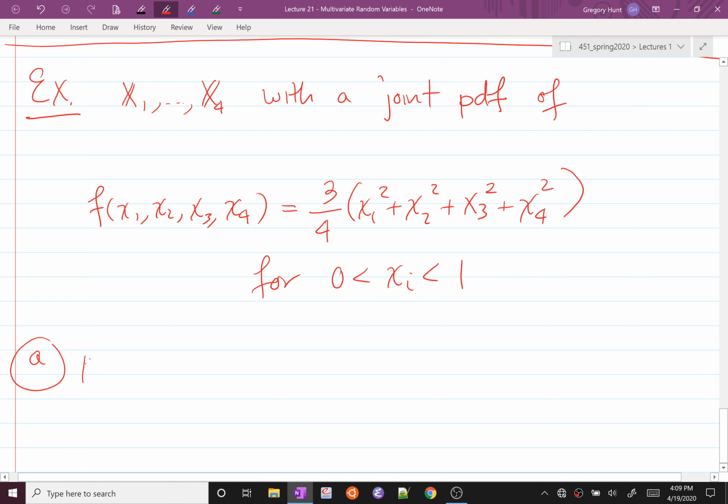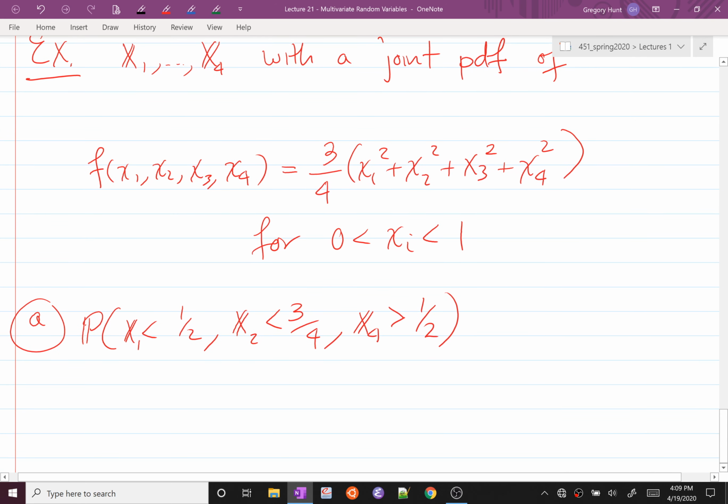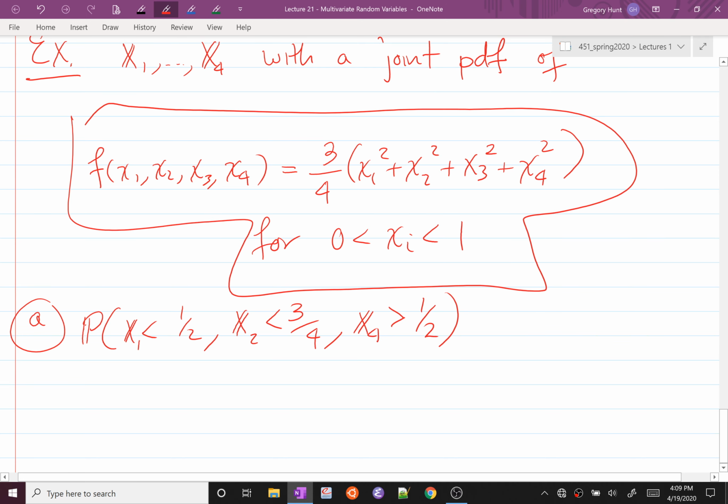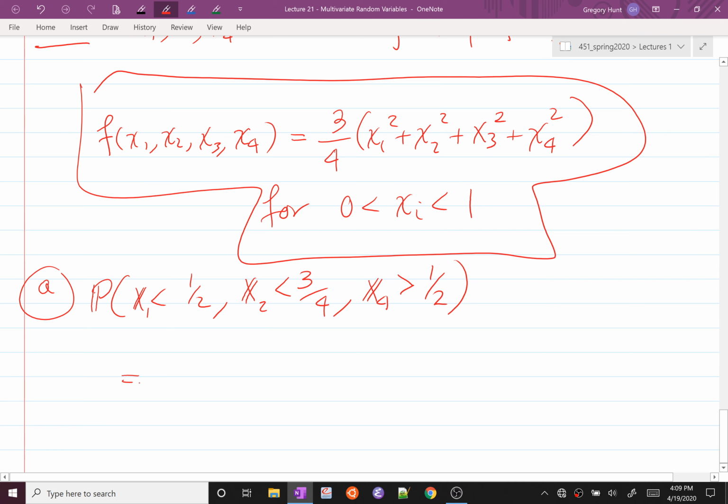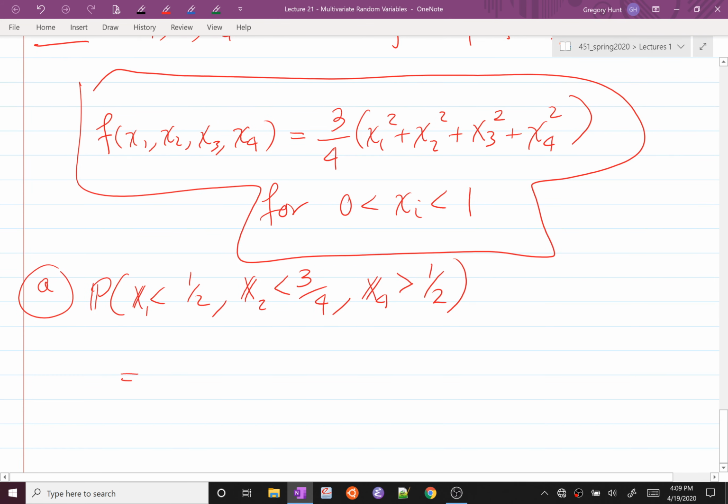First of all, we could ask a question. What's the probability that x1 is less than 1/2, x sub 2 is less than 3/4, and x sub 4 is greater than 1/2? That's a question that could be asked. We have now jointly 4 random variables, and we know the joint PDF is this thing, and our definition says we just need to integrate over this joint PDF over the relevant area.